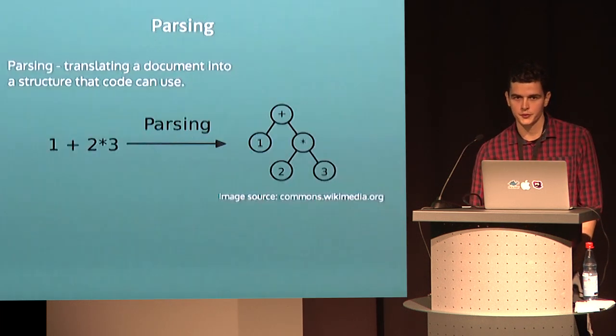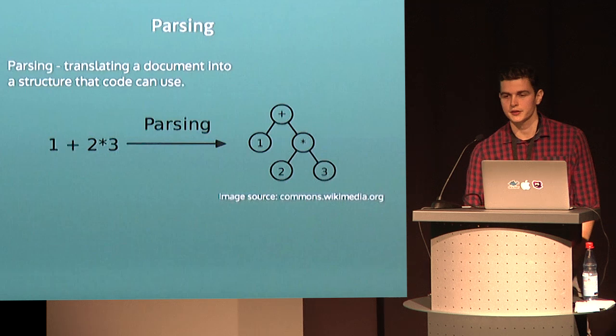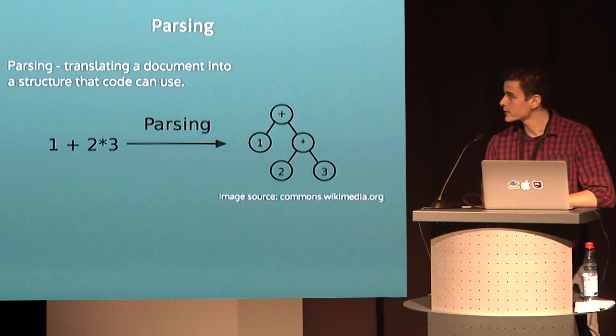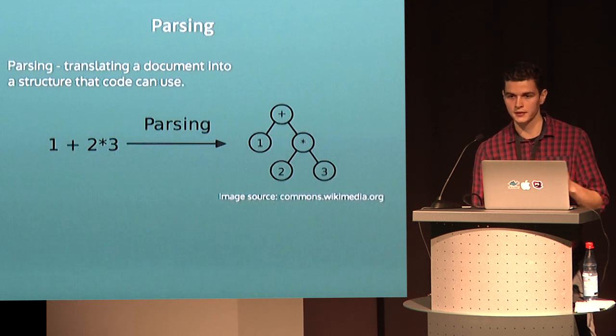If you were to go to Wikipedia, you would soon find that parsing can be defined as translating a document into a structure that code can use. So let's now focus what that means. You see this picture over here. It consists of a mathematical equation, and we need to somehow parse this equation to a certain tree, which our code can later on use.